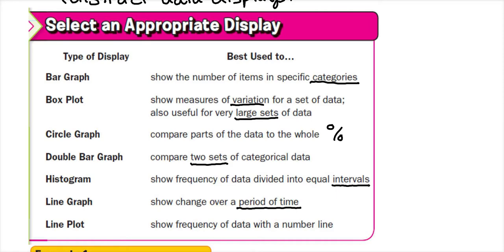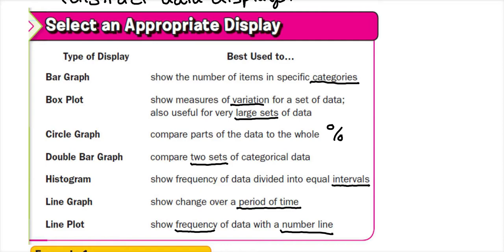And then a line plot shows frequency of data with a number line. So frequency on a number line. That's like those bar graphs, or it looks like a bar graph, but it's just a bunch of dots, or a bunch of X's on a number line. Okay, it kind of looks like little mountains going up and down. Okay, that's a line plot.